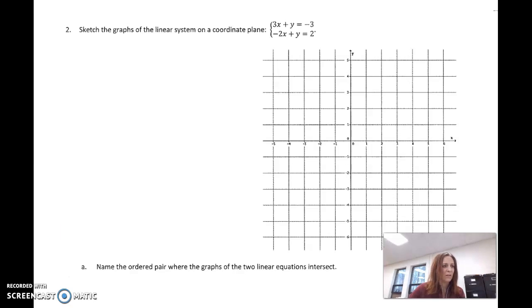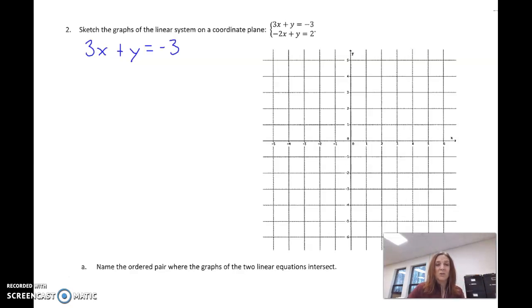Let's start with 3x plus y equals -3. Okay? And again, when I draw that line, I'm drawing a representation of all the solutions, all the pairings of x and y values that make this true. When we're working with the system here, we're looking for the ordered pair that makes them both true.